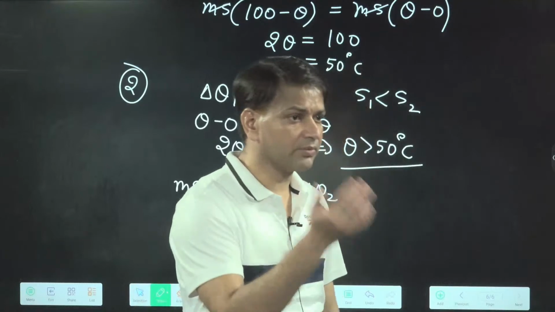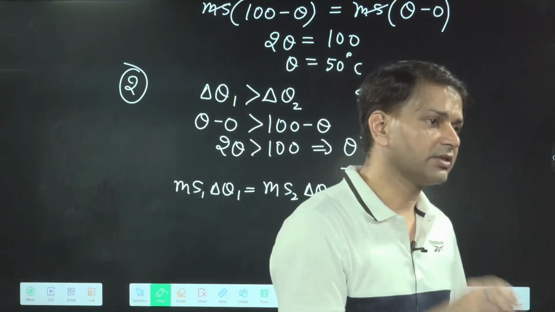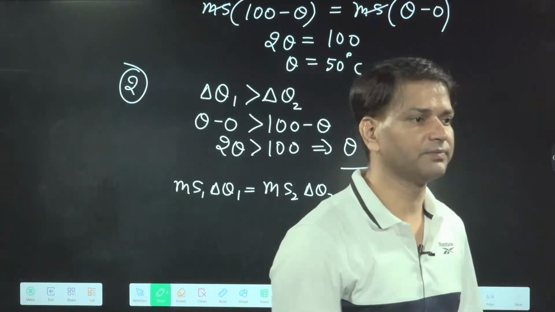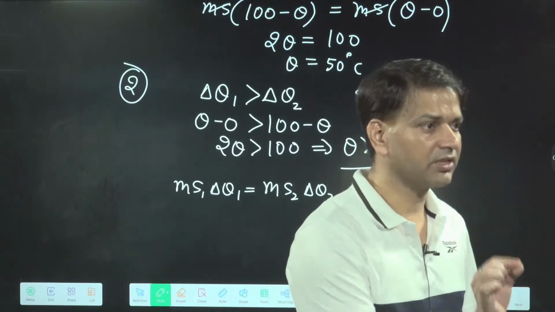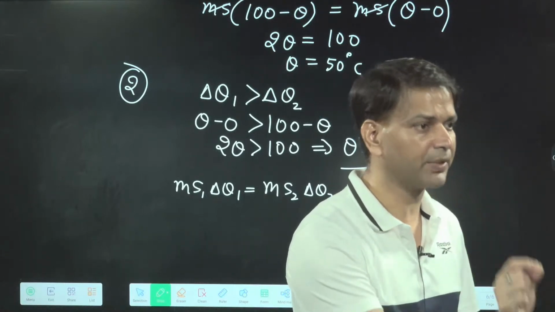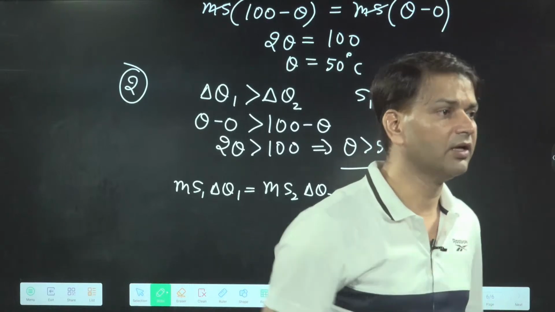Okay, so which substance has the lesser specific heat, its change in temperature will be more when we are passing the equal amount of heat. This statement you will remember. Which substance has the lesser specific heat, its temperature change will be more when we are passing the equal amount of heat.